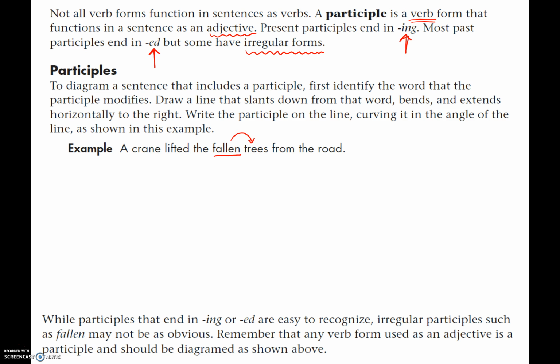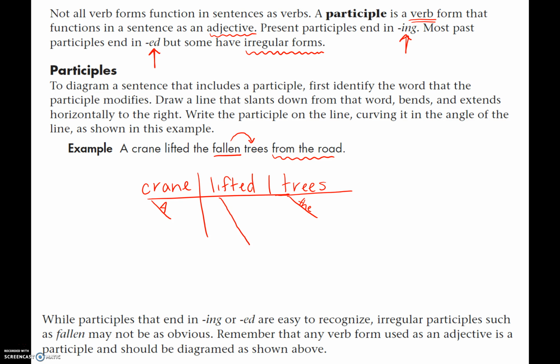To diagram the rest, you have a crane lifted as your main subject and verb. We're going to put A underneath crane. The thing that's being lifted is the trees, so that's the direct object. The is describing which trees, so it's going to go under trees as an adjective. And then you have a prepositional phrase, from the road. From the road is telling us where the lifting is happening, so I'm going to put the prepositional phrase under lifted since it's acting like an adverb.